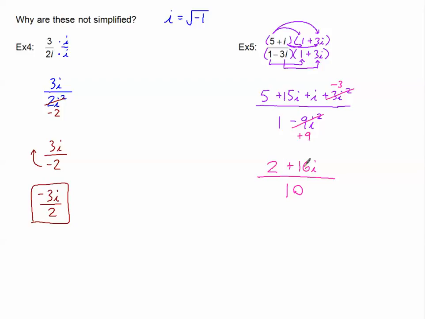So I should be able to cut everything in half. 2 divided by 2 is 1. 16i divided by 2 is 8i. 10 divided by 2 is 5. Divide all by 2. And there's our final answer.